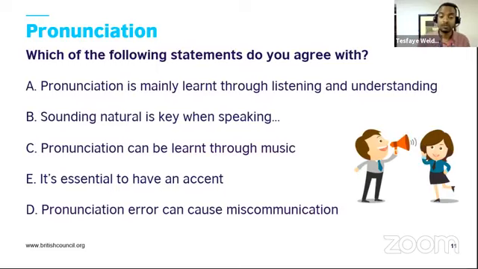Pronunciation error can cause miscommunication. Sorry, for the last one, they swap places. It says E and D. It's fine, you can just use them as E and D as they are. But okay, send your answers, leave your answers below. Yes, you may leave your answers there. Good. Do you agree in the first case, pronunciation is mainly learned through listening and understanding?